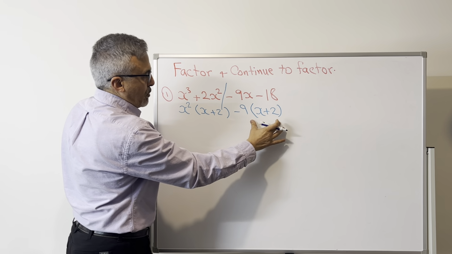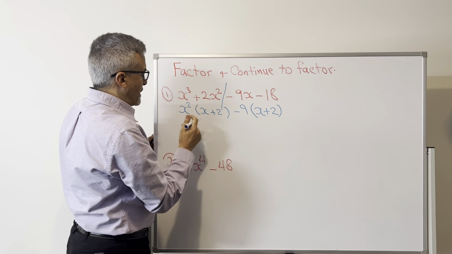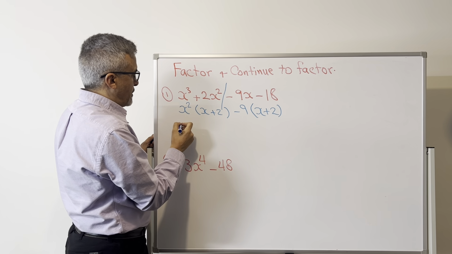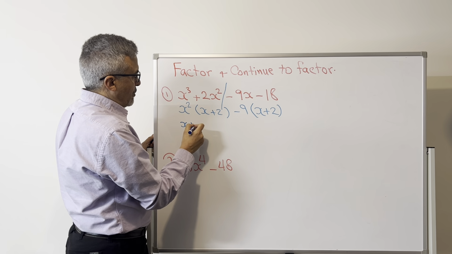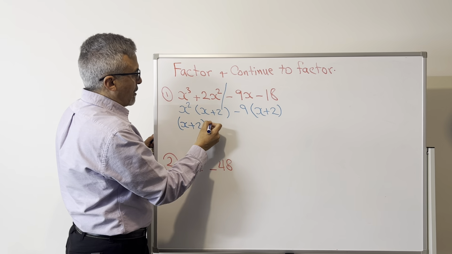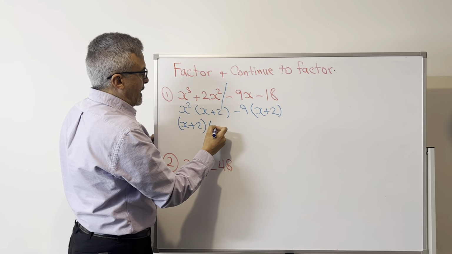So one term, two terms. Therefore, x plus 2 must be the greatest common factor of these two terms. So I just take out the x plus 2 here, and then I collect the x squared and the minus 9.